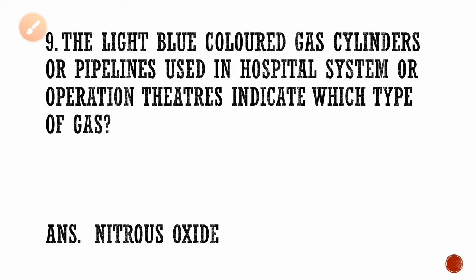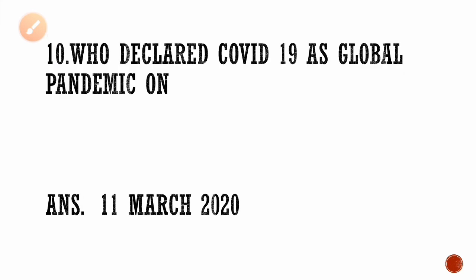Next, ninth question. The light blue colored gas cylinders or pipelines used in the hospital system or operation theaters indicate which type of gas. We all know there will be different colored pipelines in the operation theaters, like yellow pipe, white pipe, and blue pipe. These pipes are responsible for transporting the required therapeutic gases into the operation theaters. So which type of gas will flow through the blue pipeline? It is nitrous oxide. Nitrous oxide flows through the blue colored pipelines in the operation theaters.